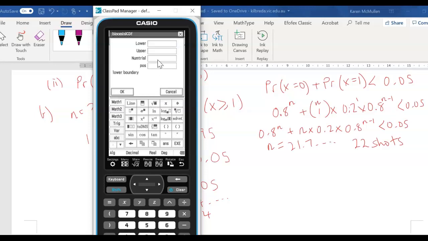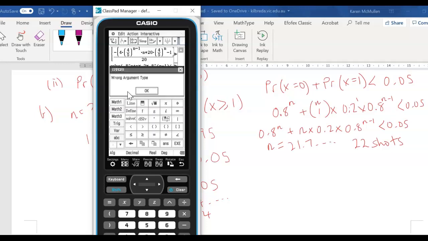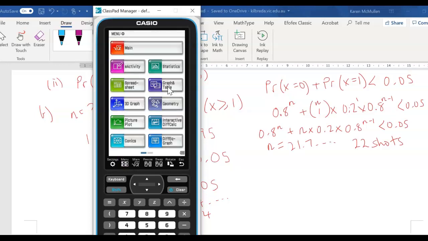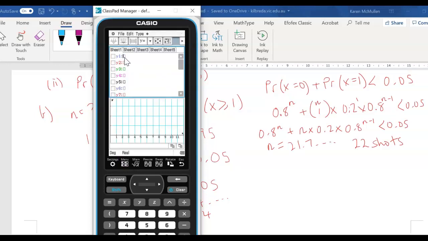Discrete, CDF. Okay, so your lower limit is 0. The upper limit we don't know. Number of trials we don't know. And the probability of success is 0.2. Okay, so we're just doing X and X, and it's not going to solve it. It's just going to say wrong argument type. Now we highlight that, and I'm just going to copy and then go into this screen here, paste it. No, that wasn't the paste button. Okay, I don't know why that doesn't work.